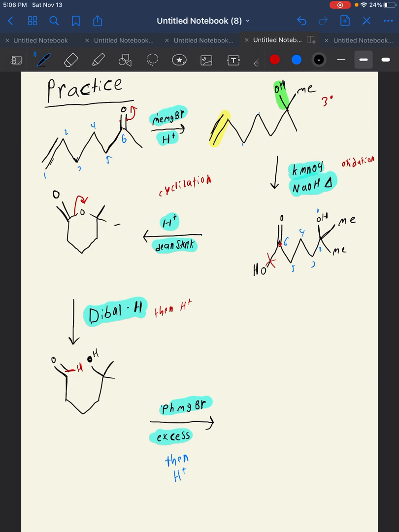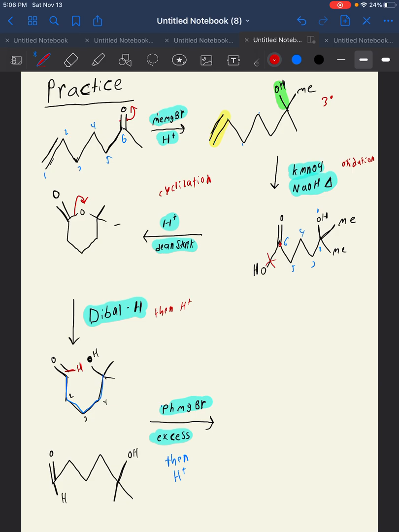And to make this prettier, let's draw it out in a more realistic manner. 1, 2, 3, 4. 1, 2, 3, 4, 5. At our 5th spot, we have 2 methyls, and we have an OH. At our 1 spot, we actually have our aldehyde like that. So moving on to the next step, PhMgBr in excess.